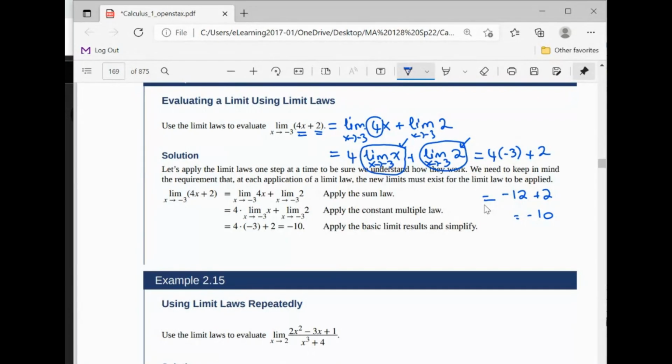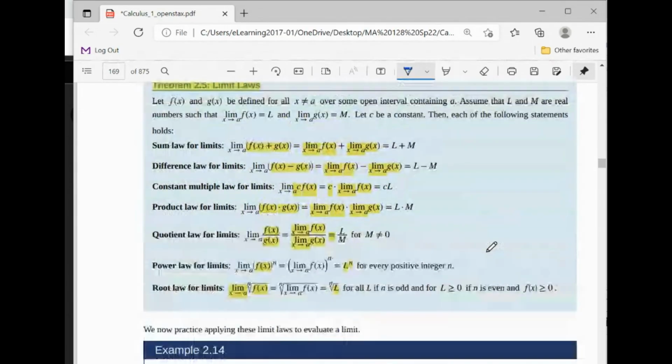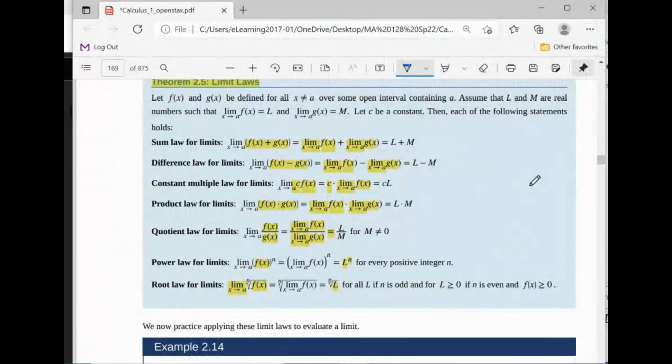That's right. Okay, so this will help us evaluate the limits. We will work on this more. So that's it for today.